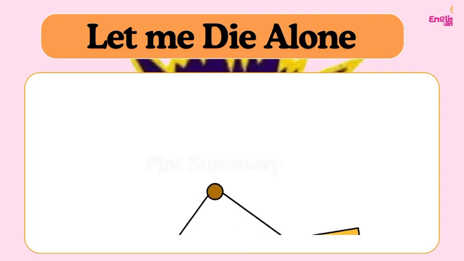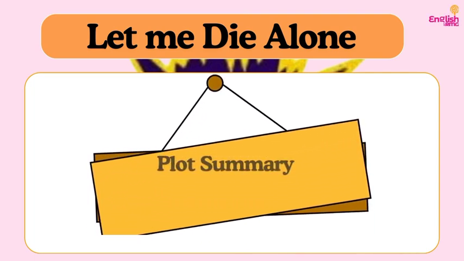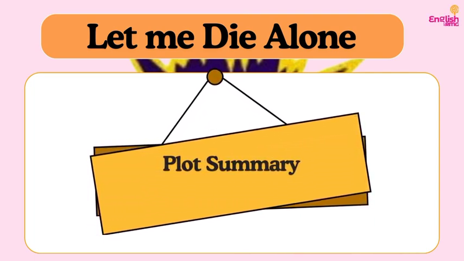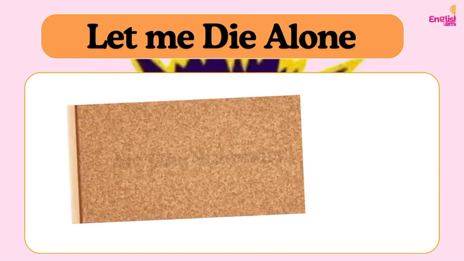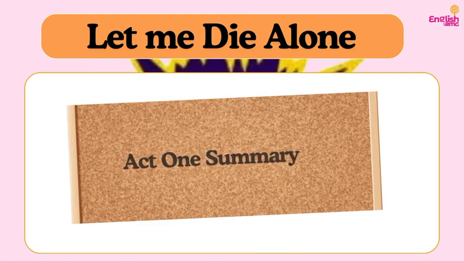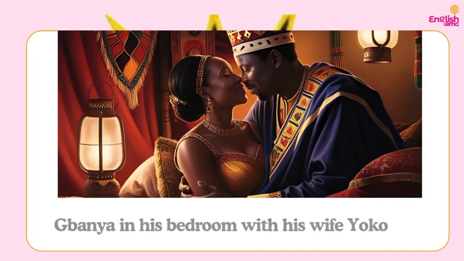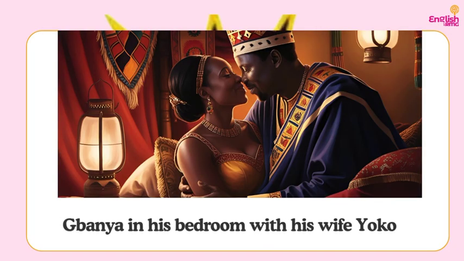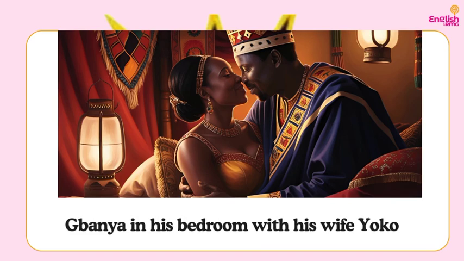So now let's explore the plot summary of this play so that you can have a better understanding of the story and how the events in it unfold. The story is in three acts, so we are going to look at the summary act by act. So let's begin with Act 1 summary. The play opens in Chief Brian's room as he interrupted his wife while she was performing some ritual. So she seeks his attention in the bed.